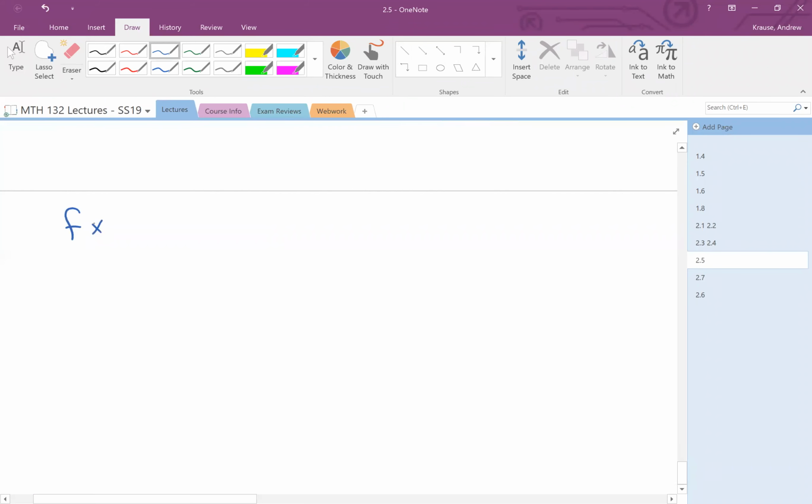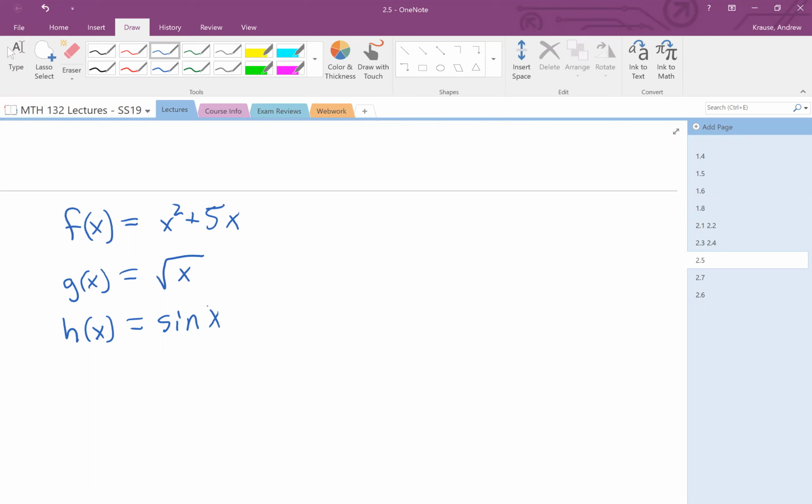We have f of x is, how about x squared plus 5x. And then let's take g of x, and how about we make this one square root of x, and then let's do h of x, and we'll say that that is sine of x. And so let's combine these in 2 different ways to illustrate how you put together these functions in interesting ways.